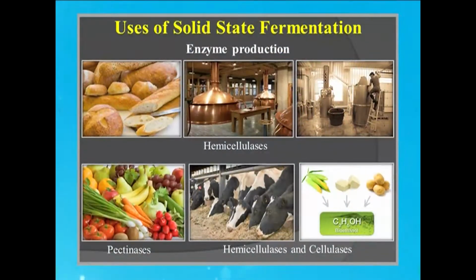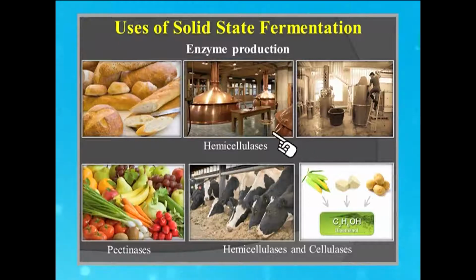We'll see them used in several enzyme production. Now, the enzymes which are produced by solid state fermentation include hemicellulases, cellulases and pectinases. And where do they find their use? Pectinases are most often used in the food industry for several food processing plants. In the cattle feed or animal feed, they use hemicellulases and cellulases so that the feed can be properly digested initially, and it is easier for the cattle to consume.